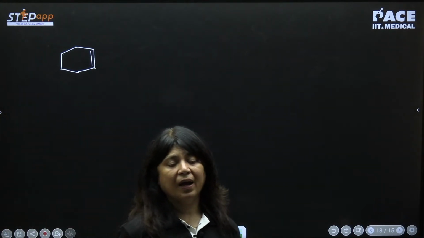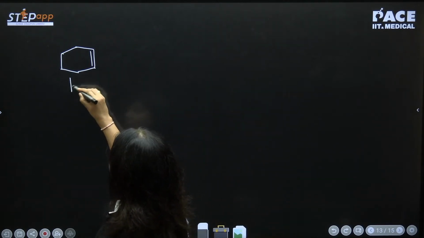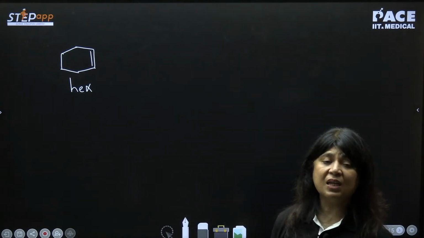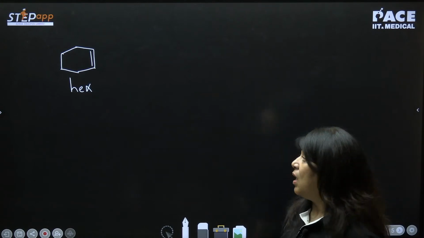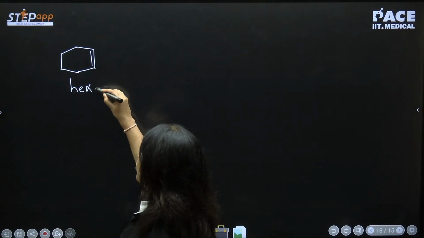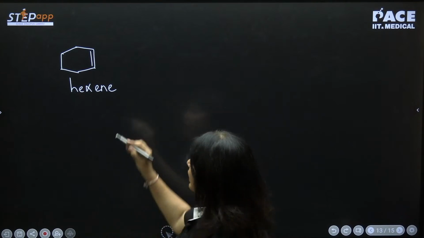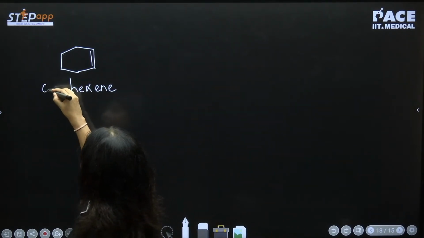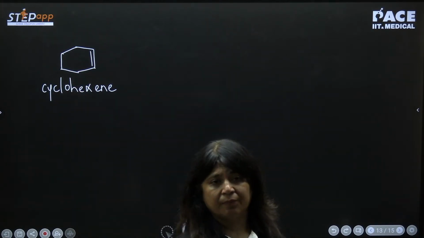Now this compound again has 6 carbon atoms, so the root word I'm going to use here is hex. The compound is unsaturated because it has a carbon-carbon double bond, so the primary suffix which I'm going to use here is ene. This is hexene. But I also know that the compound is cyclic, so I'm going to use a primary prefix here, that is cyclo. So the IUPAC name is cyclohexene.